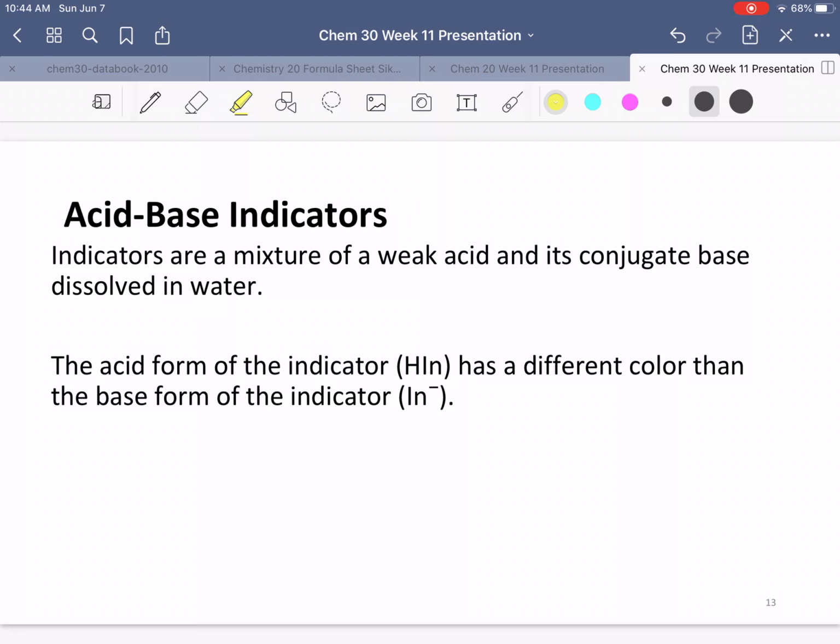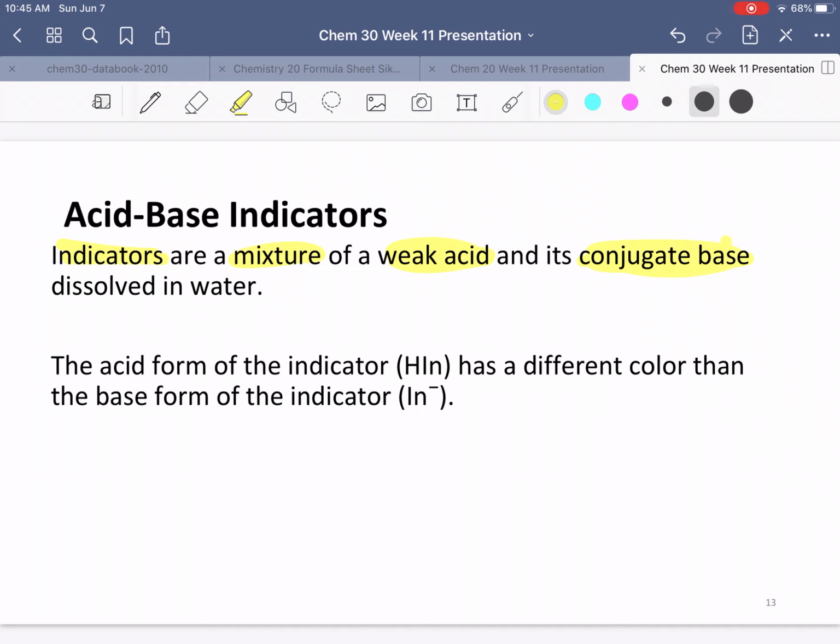Now, something that you likely didn't get as introduced to last year, it wasn't as reinforced. I know I don't spend a massive amount of time on it, is that indicators are ultimately mixtures of weak acids and their conjugate base. So indicators themselves are equilibrium situations where if you add an acid to an indicator, it will shift one way, and if you add a base to an indicator, it will shift the other way. The only thing that's unique about indicators is that the shifts are really easy to notice because they're associated with color changes.